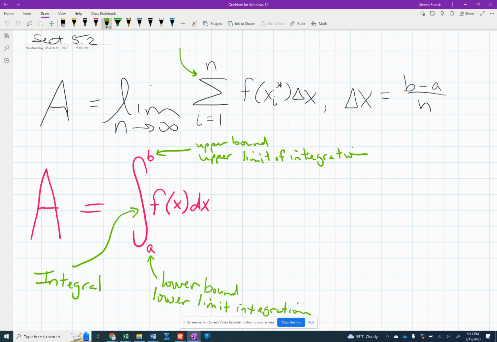Don't call it big S. It sounds like you're saying something else. It is an integral, and it is a stretched out S like that, though. But call it the integral. You want to sound like you know what you're talking about.